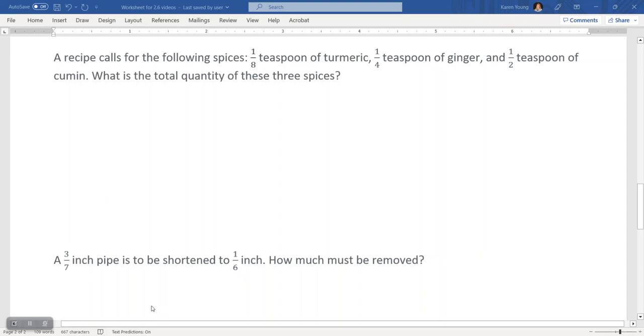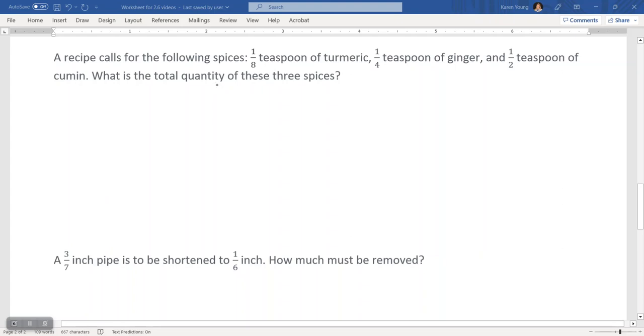In this video, we're going to be adding or subtracting fractions using word problems. So, in the first word problem, we have a recipe that calls for the following spices: 1/8 of a teaspoon of turmeric, 1/4 of a teaspoon of ginger, and 1/2 teaspoon of cumin. What is the total quantity of these three spices?